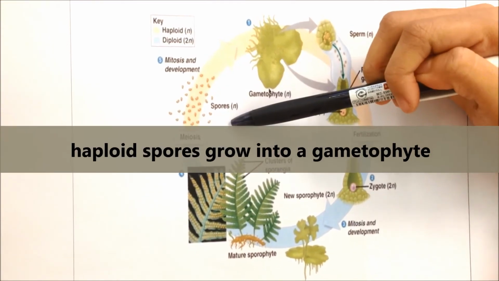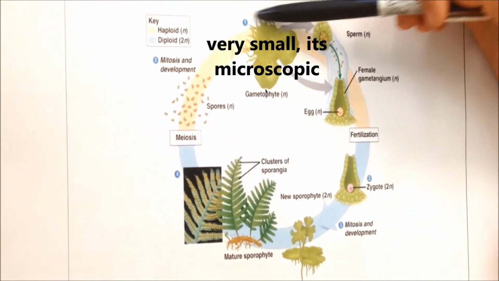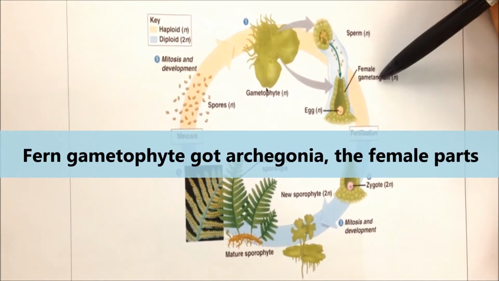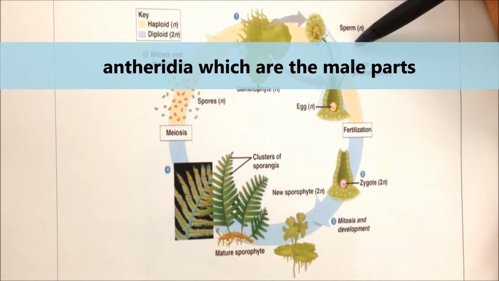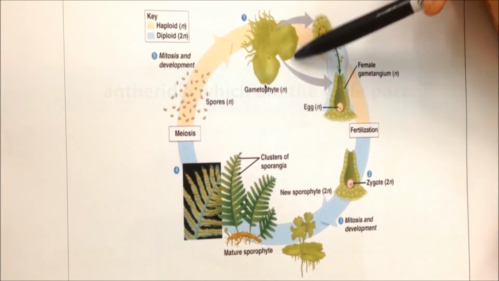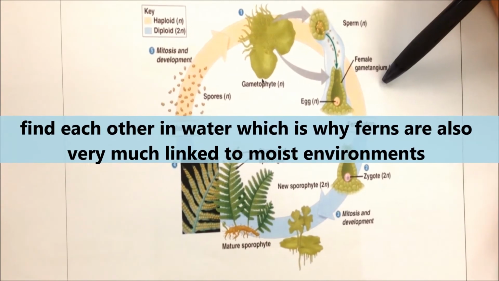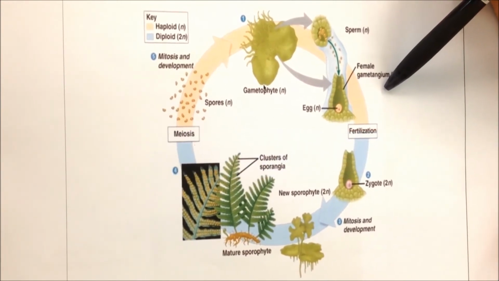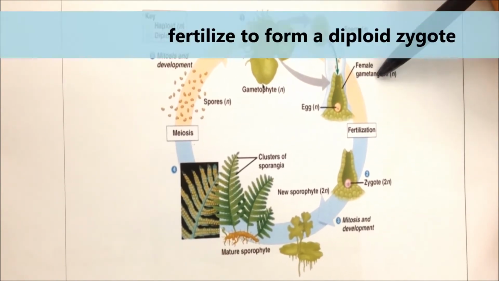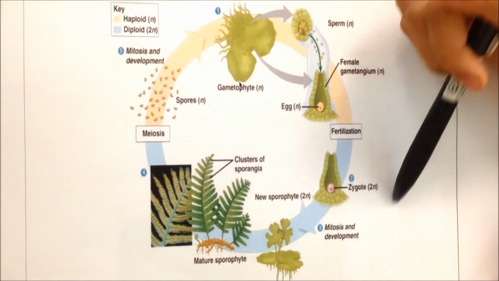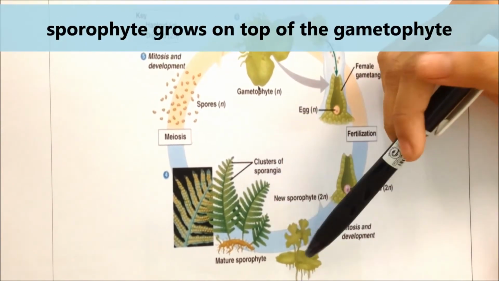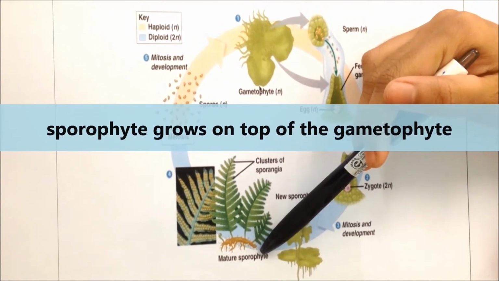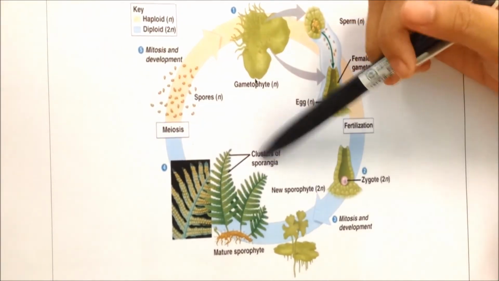Haploid spores grow into a gametophyte. This gametophyte is very small, it's microscopic. The fern gametophyte has archegonia, the female parts, and antheridia, which are the male parts. They only find each other in water, which is why ferns are also very much linked to moist environments. So the gametophyte has the sperm and egg, which fertilize to form a diploid zygote. Now we have the new sporophyte. It actually grows on top of the gametophyte. And as the ferns get larger, we start the cycle all over again.